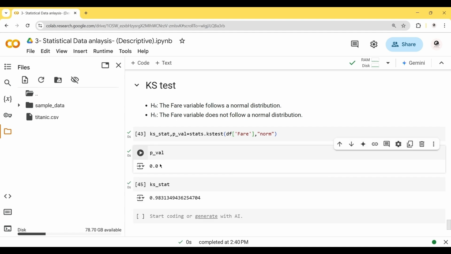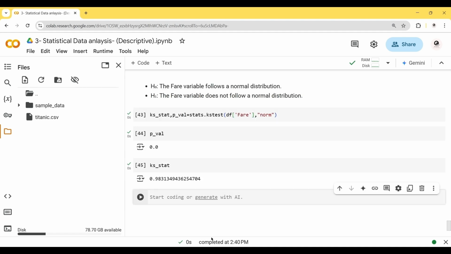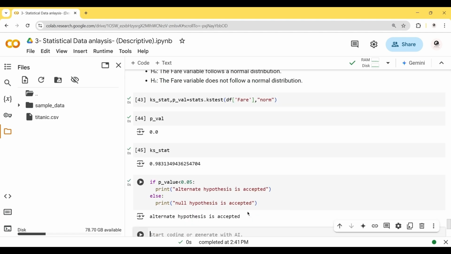So here we can see that my p-value is 0.0, which is lower than 0.05. So we can say that my alternate hypothesis is accepted and the null hypothesis will be rejected. So in this question, the fare variable does not follow a normal distribution. So this is all about KS test.